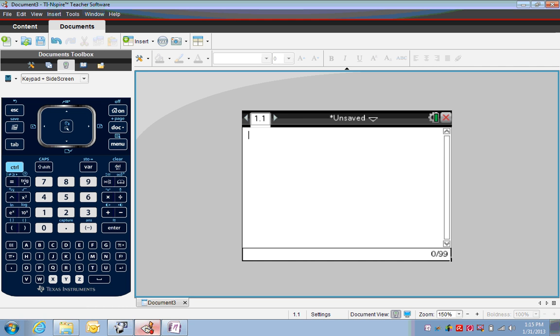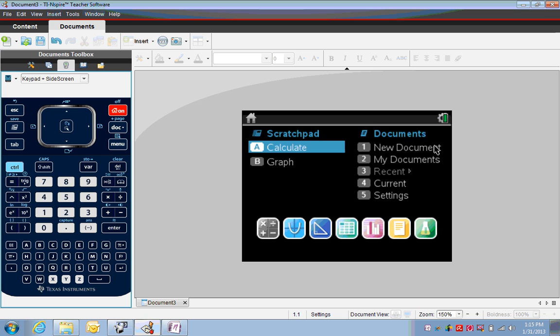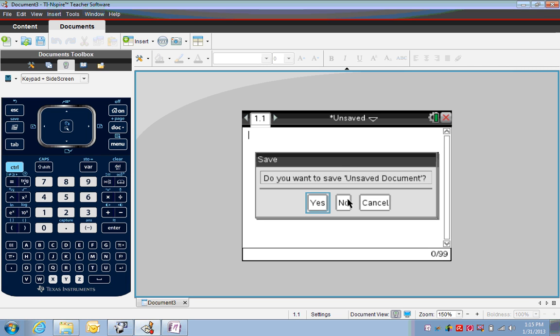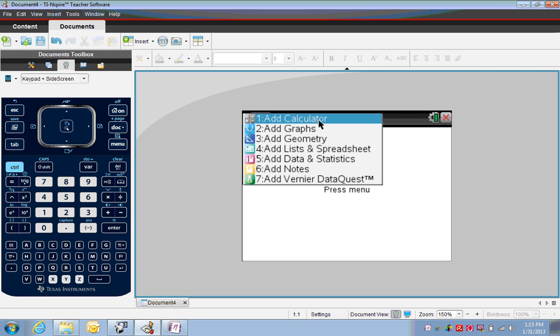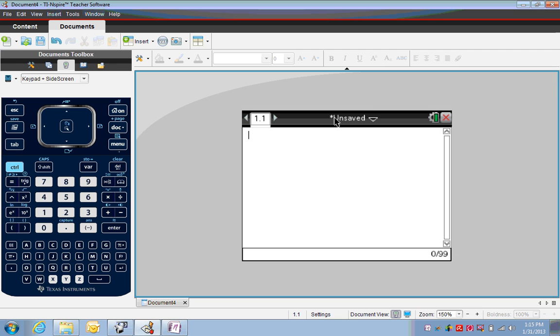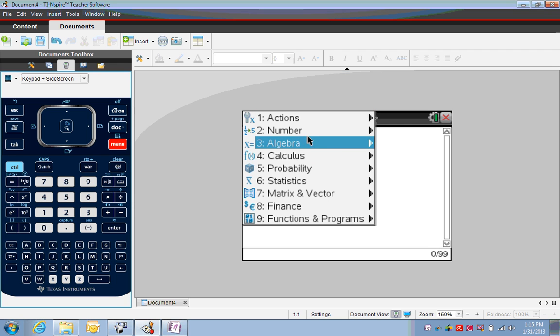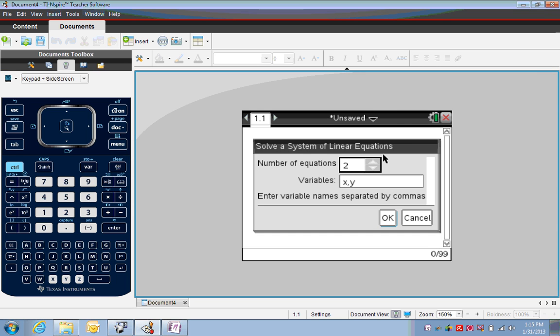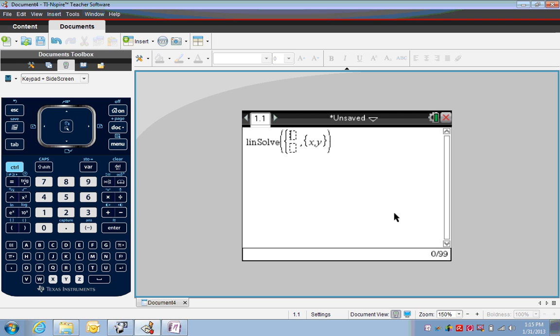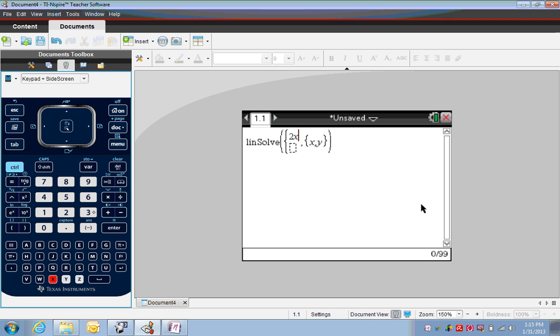So on your calculator, you would go to the home screen, hit new document, and if they ask you to save, you say no, and you add a calculator. You go to Menu, Algebra, Solve Systems of Linear Equations. Now we have two equations, and the variables are x and y. So we hit OK, and now we're going to enter in the equations just like we see them. So it's 2x plus y equals 12.